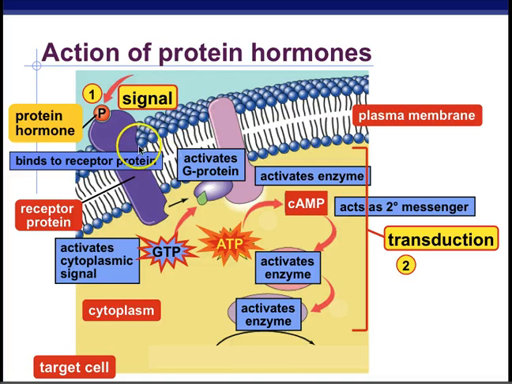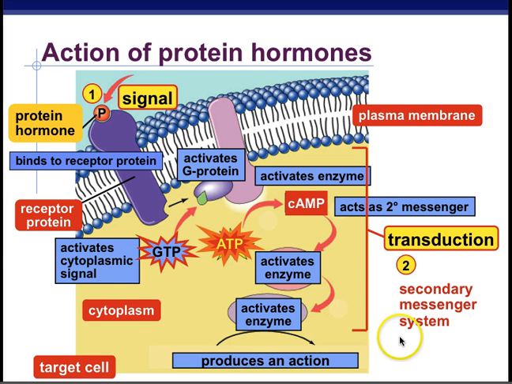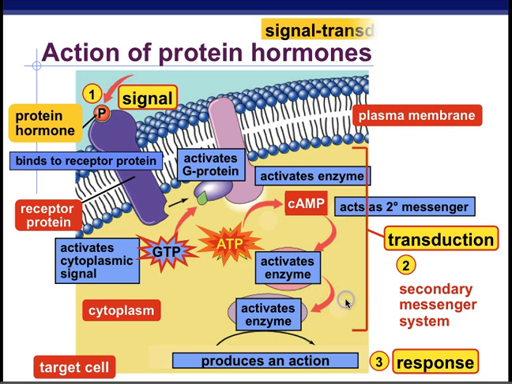So remember, we have a signal, and then step 2 is transduction of the signal, the secondary messenger system, and it produces an action. So step 3 is the response. If you don't remember this from our cell signaling chapter, this would be a great review. So try this whole thing again without all these labels and try to label them as a review for our AP exam.